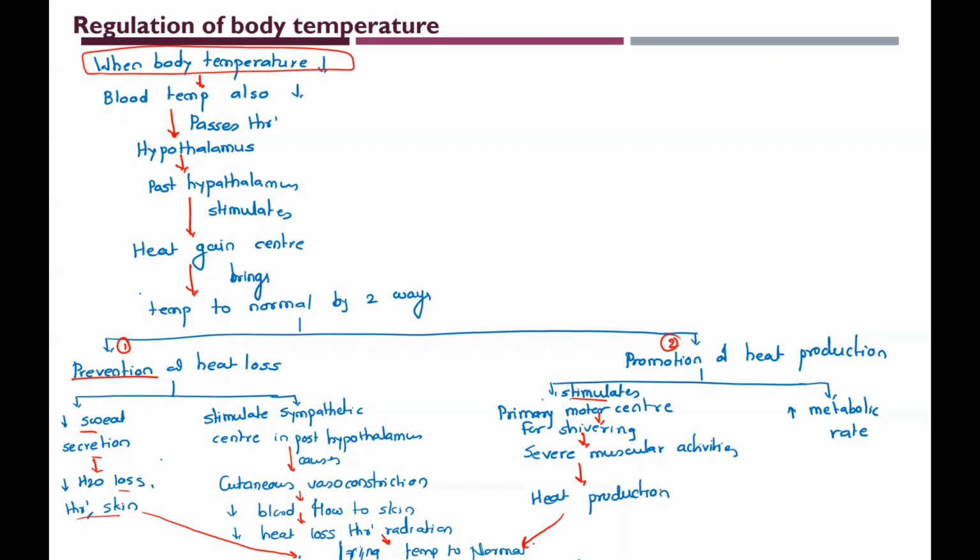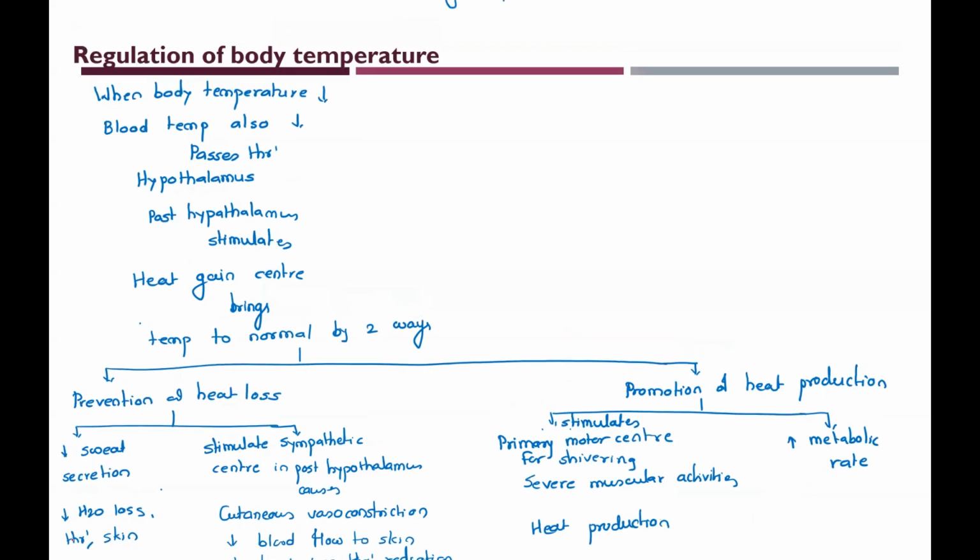The next thing is this posterior hypothalamus, especially the heat gain center, will increase the metabolic rate in our body. When the metabolic rate in the body increases, a lot of heat is generated, and it will help the temperature to come to normalcy. So this happens physiologically when there is reduced body temperature.